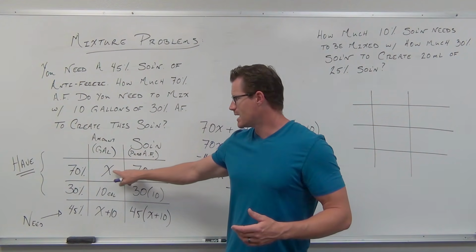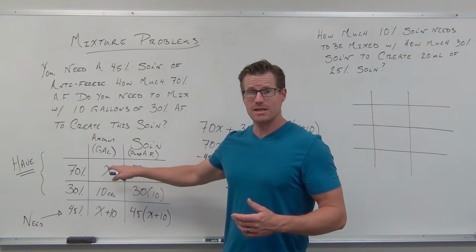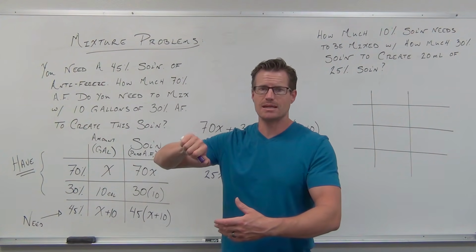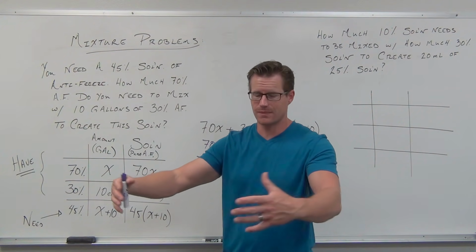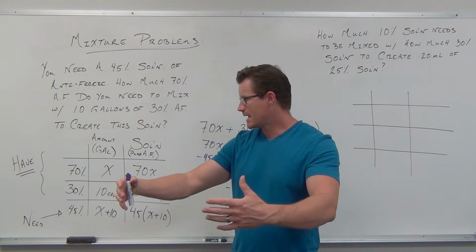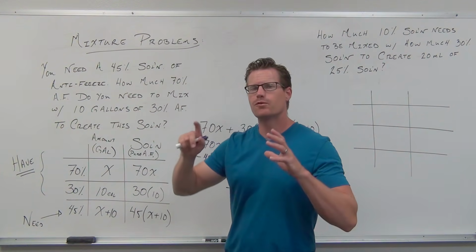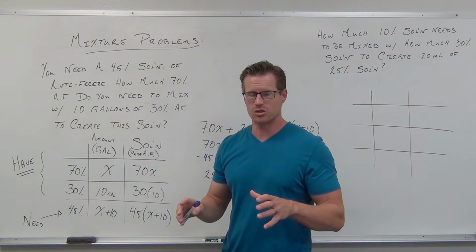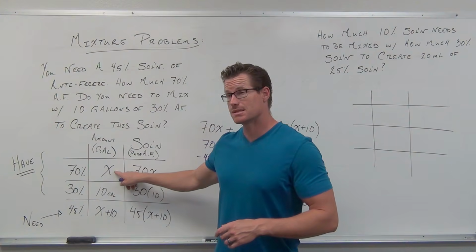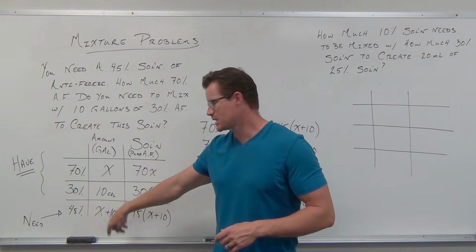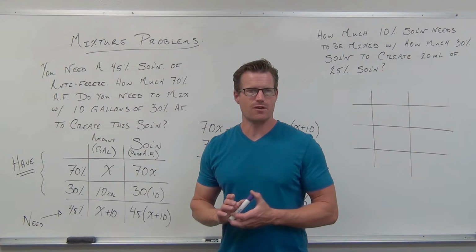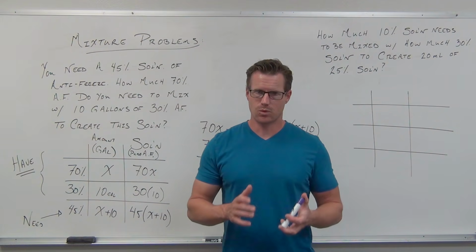X is 6 says that I need 6 gallons of 70% antifreeze to mix into 10 gallons of 30. So I have a jug or a container of 10 gallons of 30%. All I've got to do is pour in 6 gallons of 70%, and I know for sure that's a 45% solution. In fact, I would have 6, 10, oh hey, 6 plus 10. I'd have 16 gallons of 45% solution. That's how you work a mixture problem.